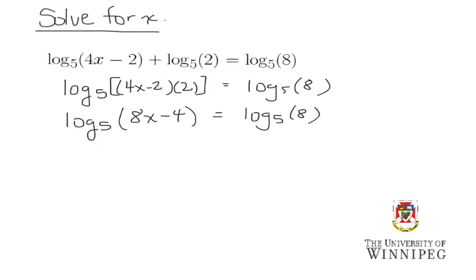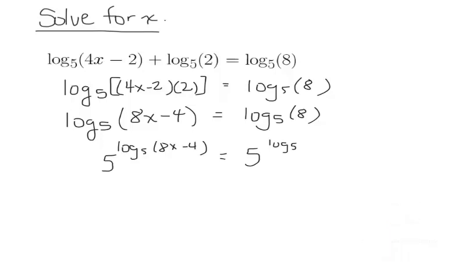Next, in order to remove this log with base 5, we're going to take the exponential of base 5, and we have to apply that to both sides of our equation. So what we end up getting is 5 to the power of log base 5 of 8x minus 4 is equal to 5 to the power of log base 5 of 8.